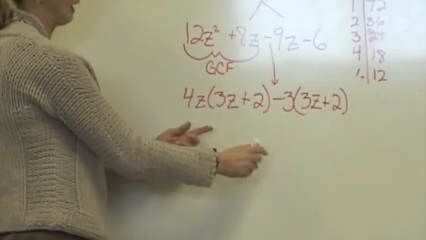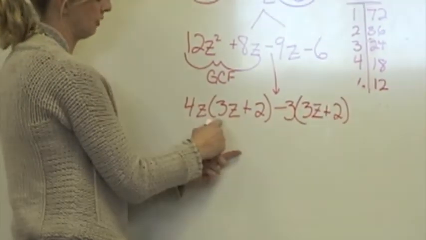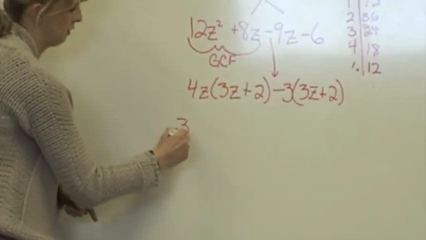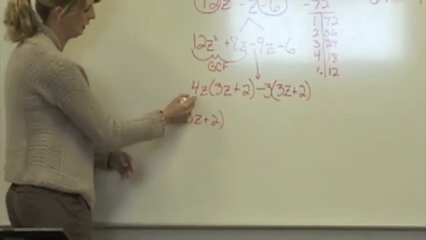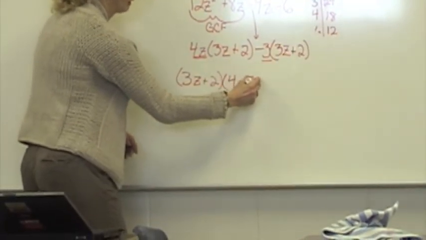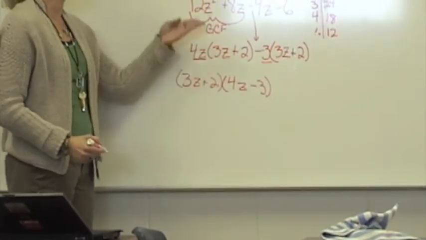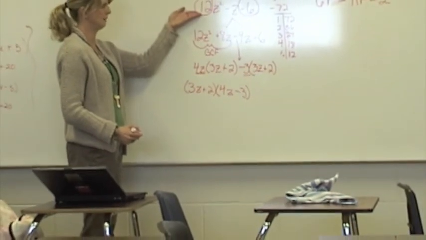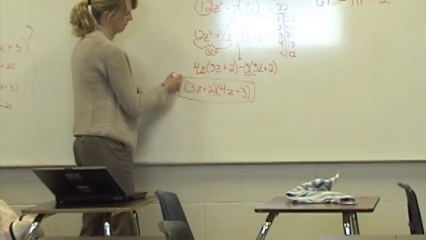What we'll do now is factor out the 3z plus 2, because it now is the greatest common factor of these two larger terms. So I'll be taking the 3z plus 2 and factoring out that, which will leave me 4z minus 3. Now, if you'd like to FOIL this back together, you can see that we'll get back to our question that we started with of 12z squared minus z minus 6. So this is your answer.